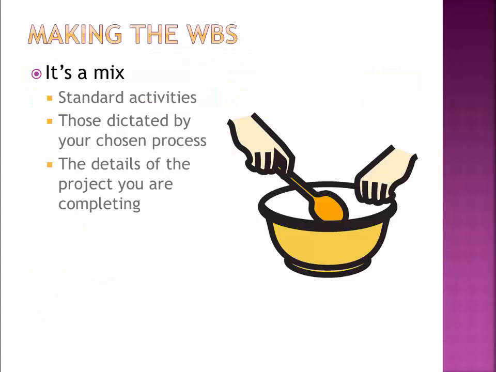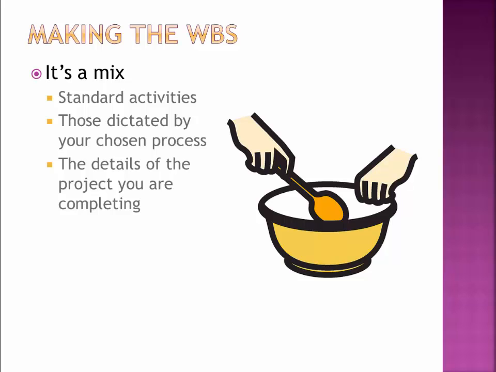Now, the final product that you're going to be producing is a mix of all these things. We have the standard activities, the high-level phases we talked about. But then there's the process that you chose and how it varies inside of there. You might have a waterfall, you might have an iterative process. So that's going to change the way the work breakdown structure is set up. You might have multiple requirement cycles. It could be the same tasks, just arranged differently.